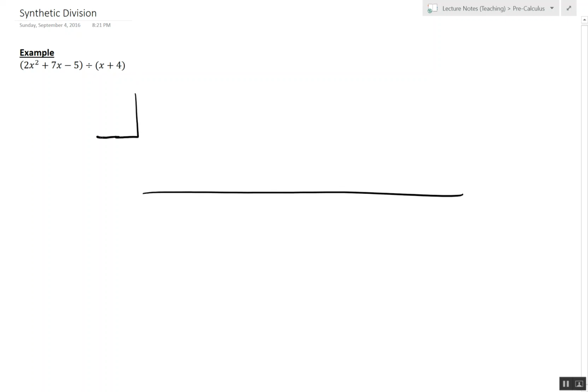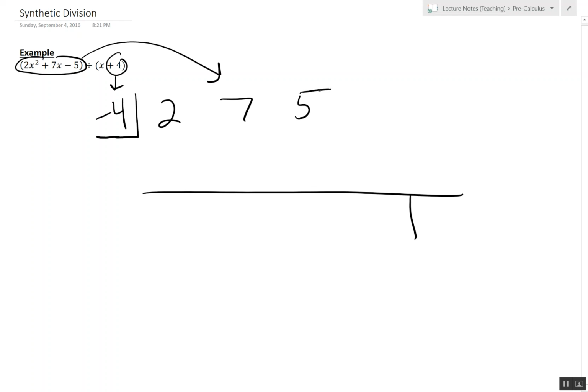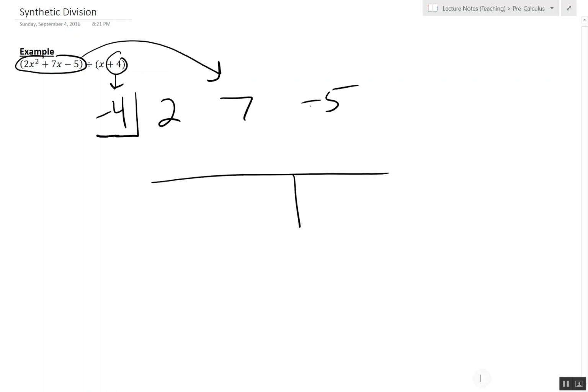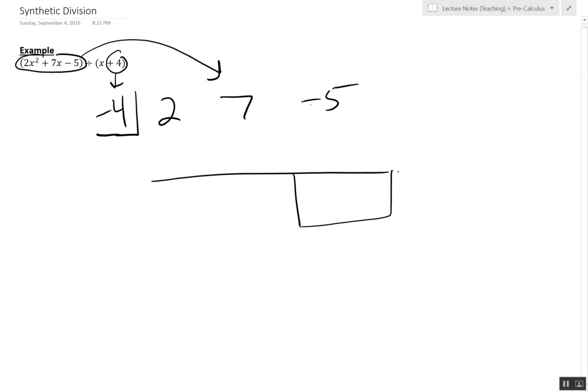So notice there's a box in the upper left-hand corner and a box in the lower right-hand corner. What goes into this box is we're going to take this 4 and change its sign and make this a -4. And then this part right here, we're going to take their coefficients and write them out: 2, 7, and -5. And we're going to keep the sign. So this last box always goes under the last number.